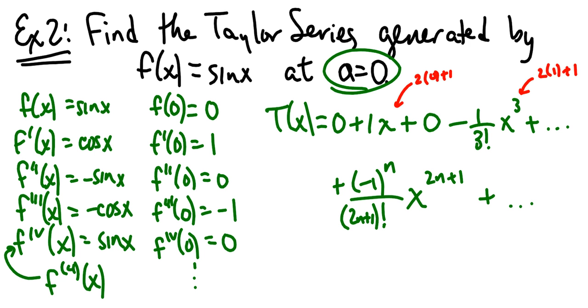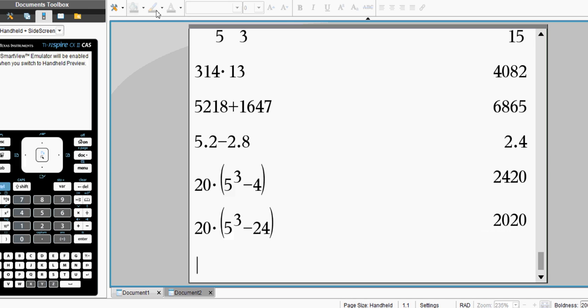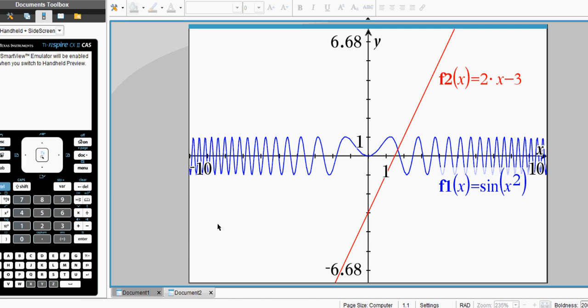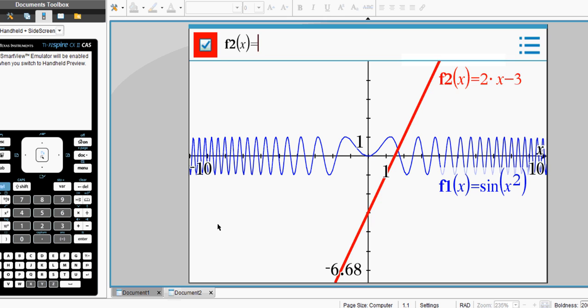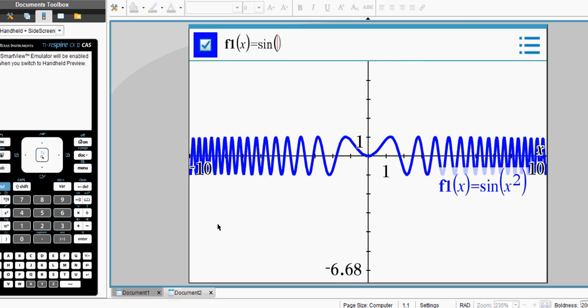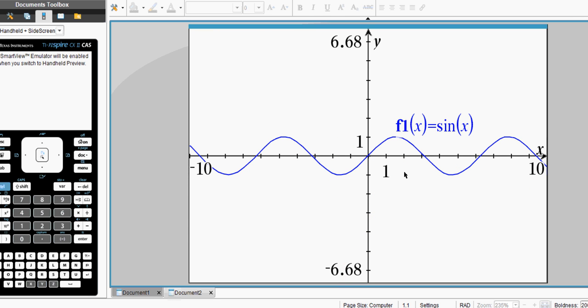So what does that mean? Oh, this is exciting. What does that mean? That means, oh, mercy, here. You didn't want any of that. This is happening live. That's sine x.